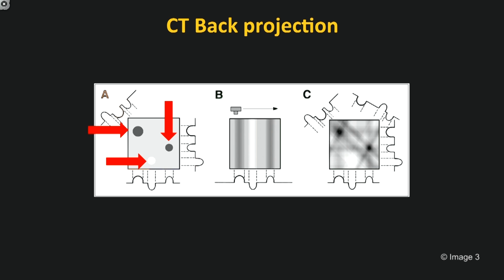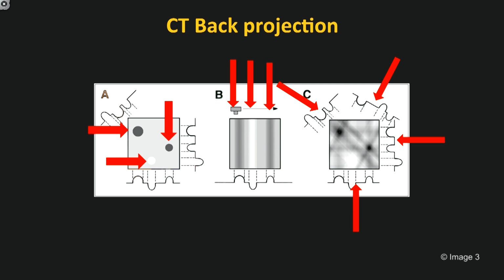The attenuation value from each view taken at different angles is divided evenly along the path of the ray, shown here. This process is called back projection. In figure C, as you can see, after back projection, the four views are summed together. And here it's a different direction. And an image of the test object is beginning to appear.